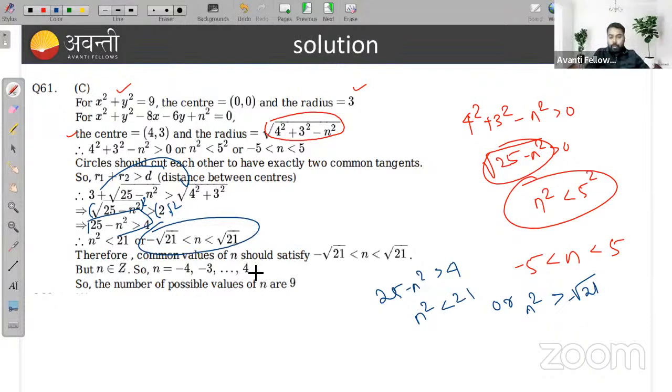Okay, so the common values of n should satisfy this. So in between minus root of 21 and root of 21, we have 9 integers, that is minus 4 to 4. So minus 4, minus 3, minus 2, minus 1, 0, 1, 2, 3, 4, that is 9. So we have 9 integers for n. We are getting the value of n as 9 integers, from minus 4 to plus 4. Is it clear to everyone?